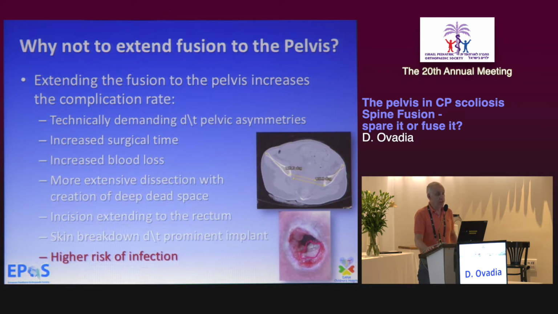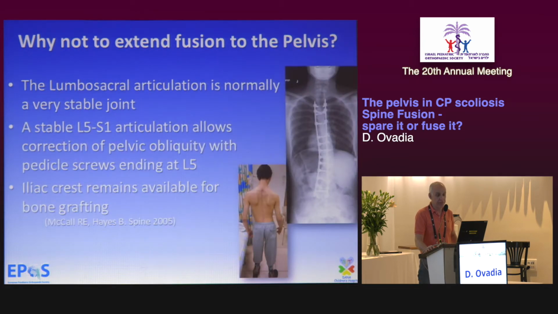On the other hand, why not to extend the fusion to the pelvis? Well, we know that extending the fusion to the pelvis increases the complication rate. It's technically demanding due to the pelvic asymmetry. As we can see on the CT scan, these patients have an asymmetrical pelvis. It increases the surgical time, increases blood loss, more extensive dissection, creating a deep dead space, and then the end result is that when you extend the surgery to the pelvis in these patients, the rate of infection is much higher.